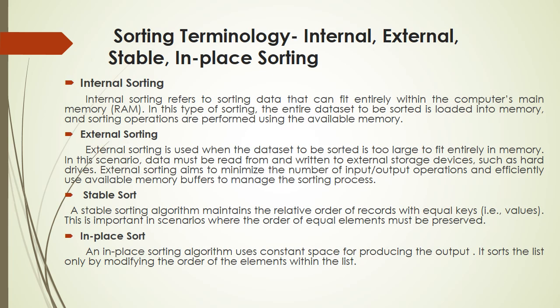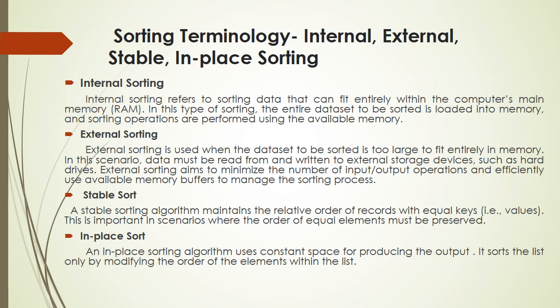Now we discuss a different sorting terminology, internal sorting. Internal sorting refers to sorting data that can be fit entirely within the computer's main memory. In this type of sorting, the entire data set to be sorted is loaded into the memory and sorting operations are performed using the available memory. That means we don't require extra memory. Since memory access is significantly faster than accessing external storage devices, internal sorting algorithms tend to be more efficient in terms of speed. Examples of internal sorting are bubble sort, quick sort, merge sort.